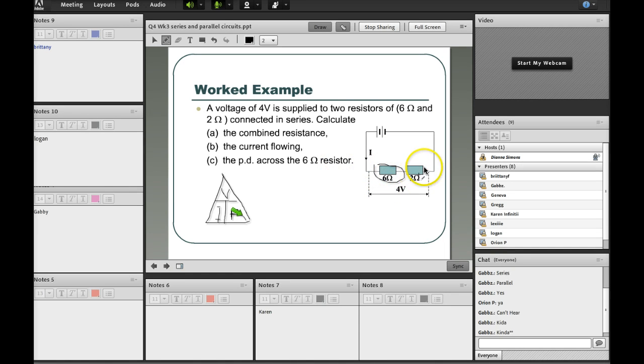Real quick, the voltage across 4 divided by 2 is 2. So 3 plus 2, that's got to be 4. I did that wrong. I did something wrong.